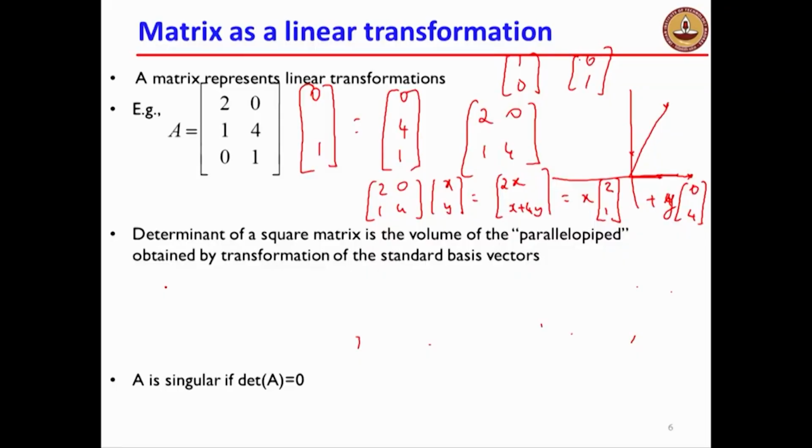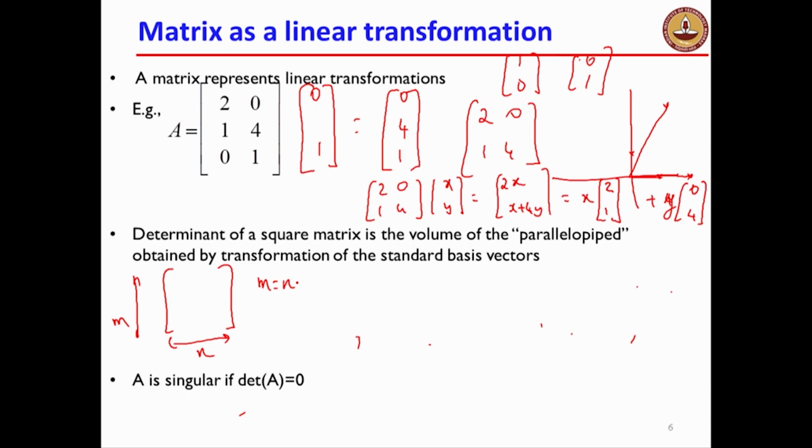Now a matrix, as I said, could go from 2 dimensions to 3 dimensions, or 3 dimensions to 2 dimensions. A square matrix is a very special class of matrix. A matrix is square if the number of rows is equal to the number of columns. So this is M and this is N. If M equals N, it's a square matrix. So what it means is it takes an n-dimensional vector and gives me an n-dimensional vector.